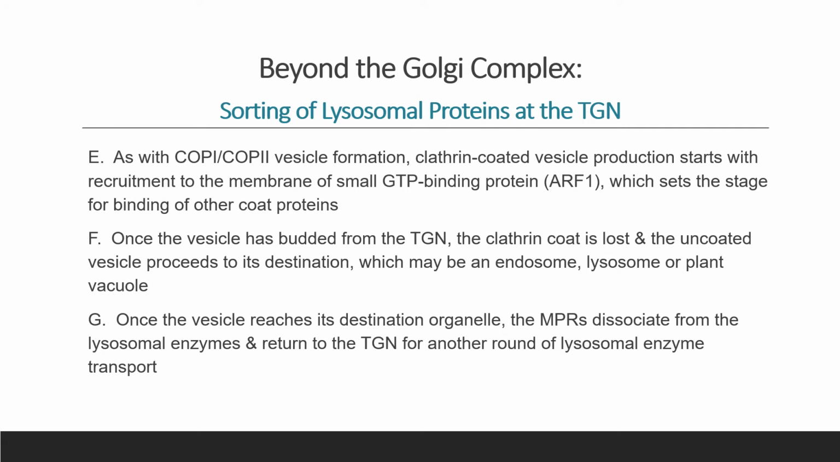So, as in COP1 or COP2 vesicle formation, clathrin-coated vesicle production starts with the recruitment to the membrane of the small GTP-binding protein ARF1, which sets the stage for binding of other coat proteins. So once the vesicle has budded from the TGN, the clathrin coat is lost, and the uncoated vesicle proceeds to its destination, which may be an endosome, lysosome, or a plant vacuole. So once the vesicle reaches its destination organelle, the MPRs dissociate from the lysosomal enzymes and return to the TGN for another round of lysosomal enzyme transport.